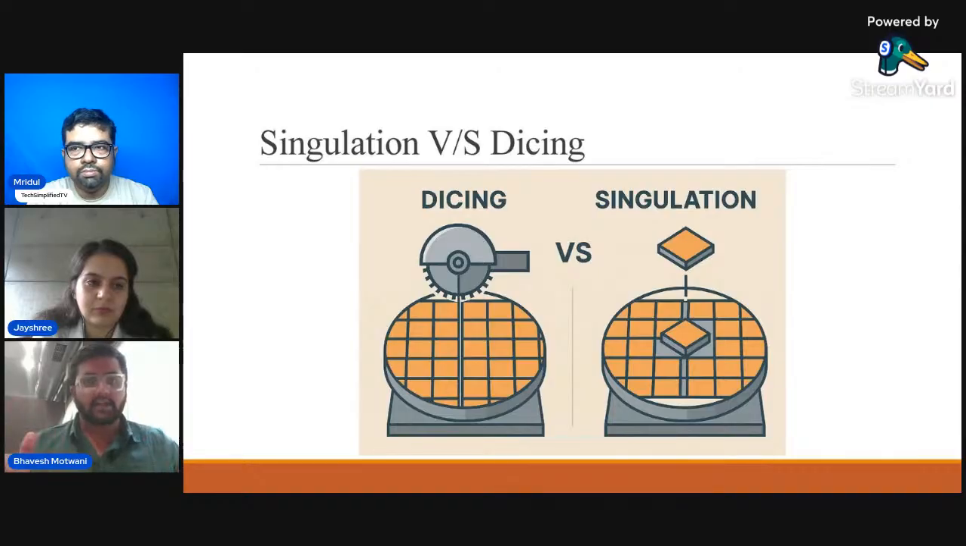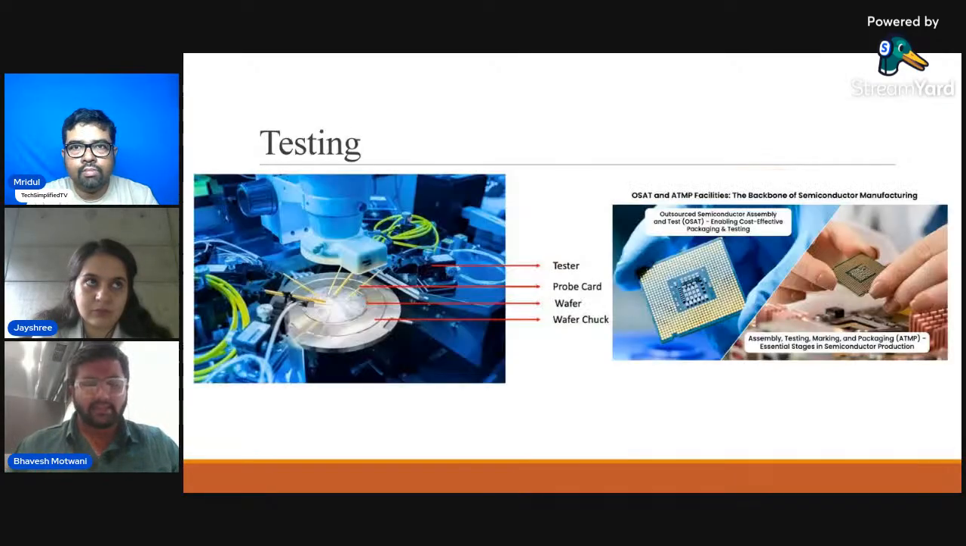So it is a general idea. Dicing can be at a wafer level also and a package level also, but singulation is generally at a package level. So this was singulation and dicing.